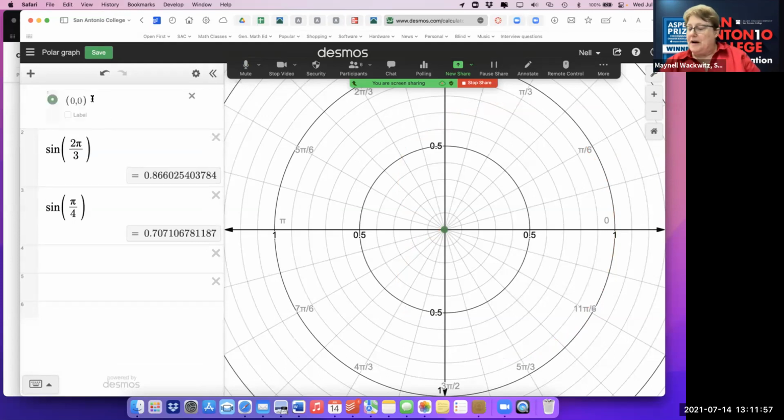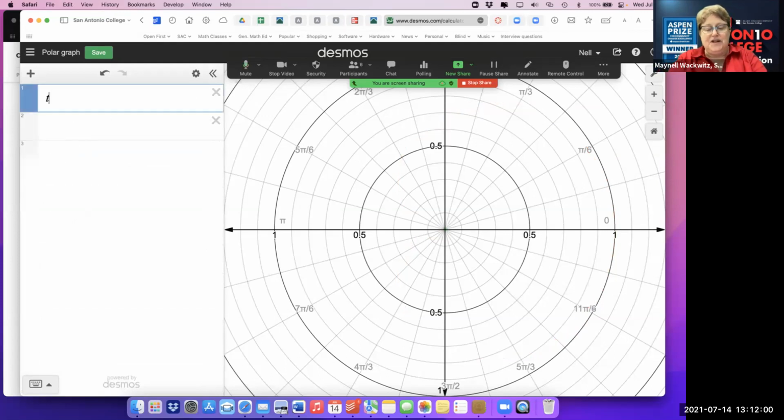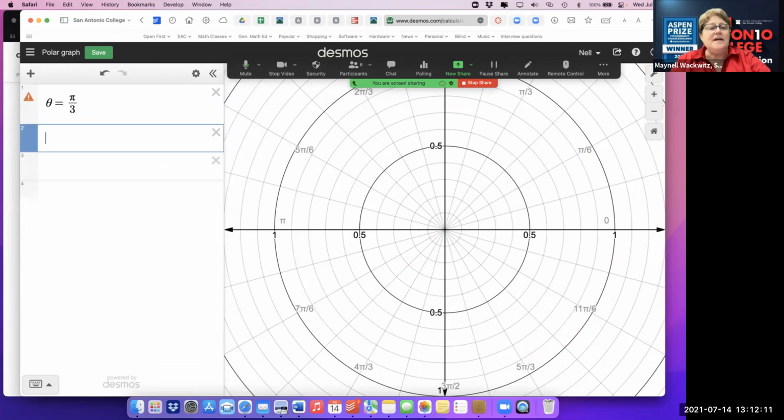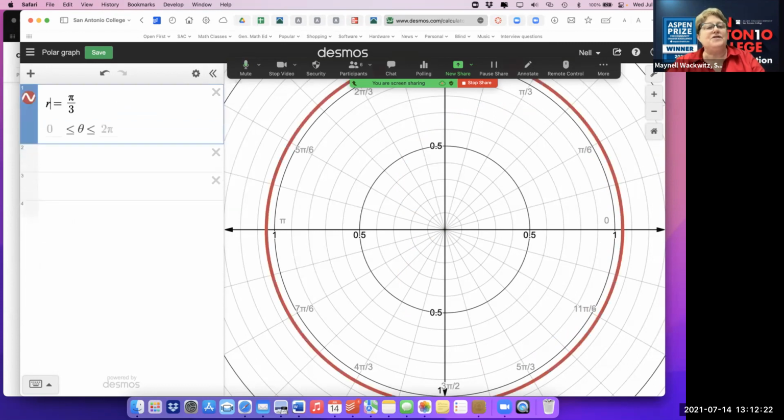So if I wanted to graph the thing I have on here, I'm going to type in theta equals pi/3. And why isn't it liking it? Oh, I remember why. Because it doesn't like anything that's just theta, which is a drag. Okay, but that's okay. What if we type R equals pi/3? We get a circle.